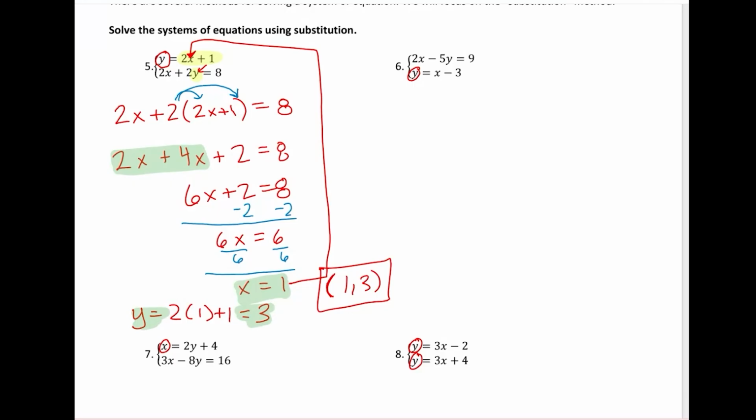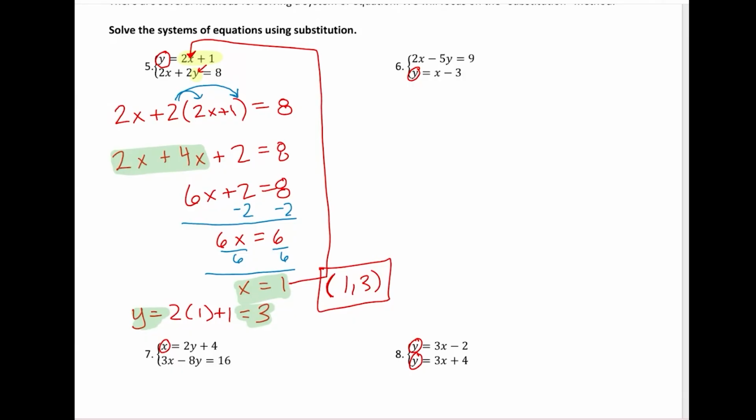Any questions about any of those steps we took? This is probably going to be the most intense algebra we're going to do this year. There's just a lot of steps. So yeah, and it just takes practice. I mean, you just got to solve a bunch of them. You'll get better and better at it as you practice. So that's what we're going to do here.